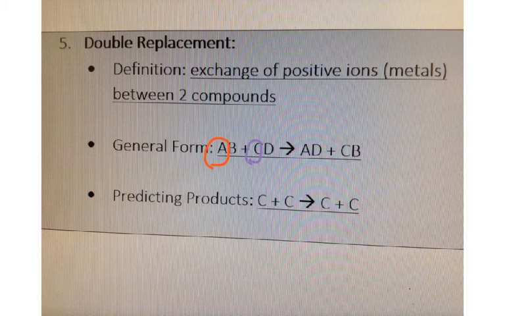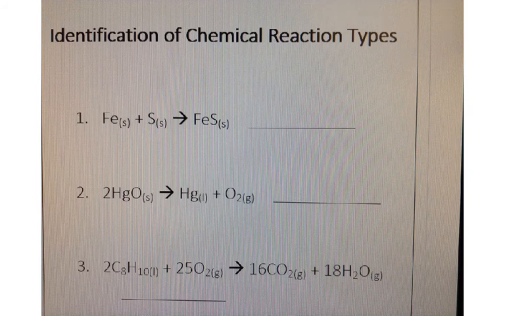Okay, A is combined with B, and what's going to happen is A and C are going to swap. So now if I look at it, A is with D, and C is with B. And how you're going to identify or predict these products is you're going to look for 2 compounds, and you're going to switch the metals of those 2 compounds so that they're now partnered up with a new anion or non-metal. All right, how to identify these is relatively easy.